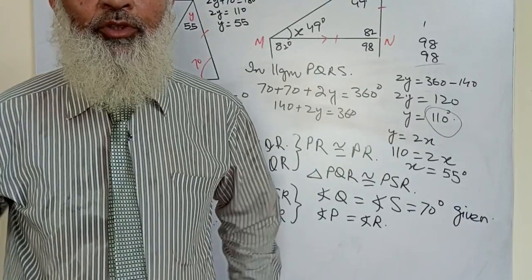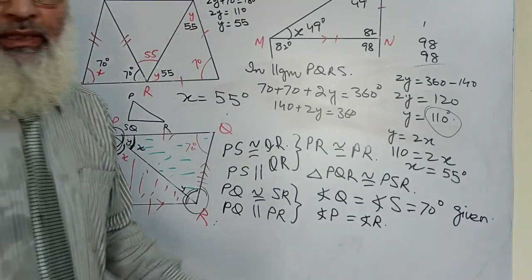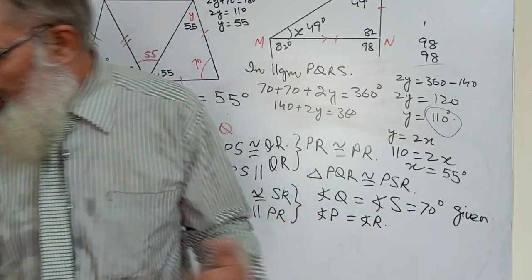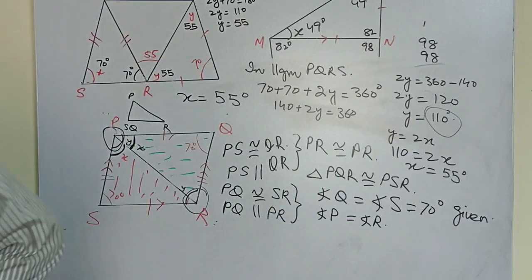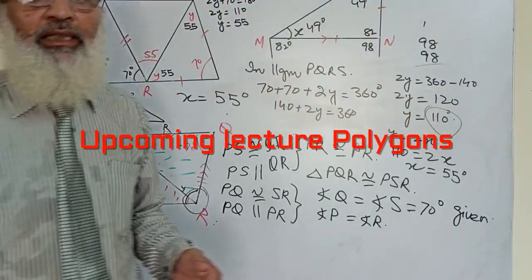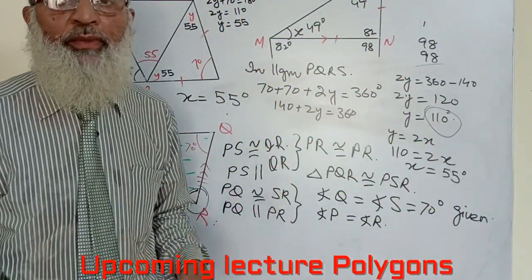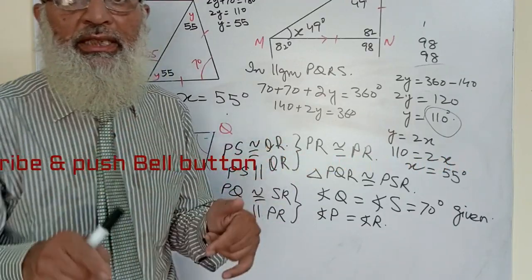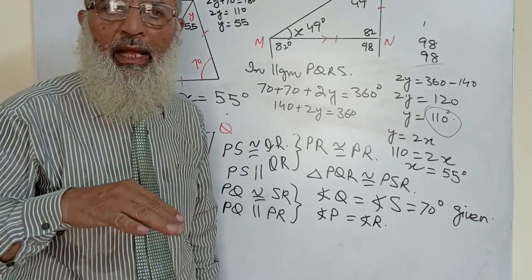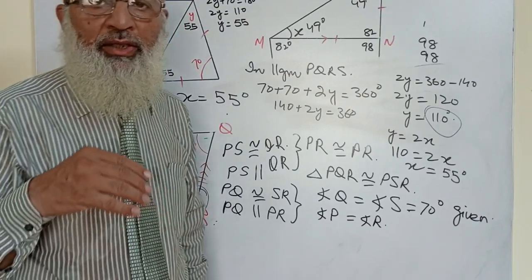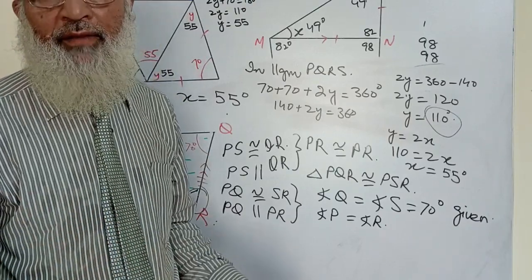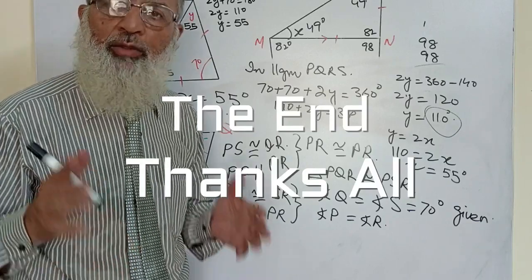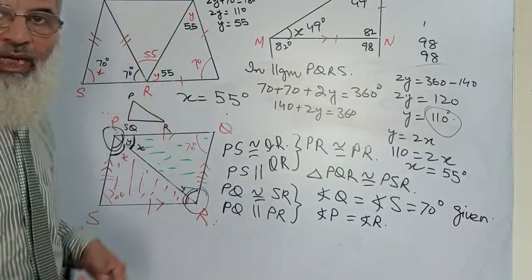So dear students, the exercise has been finished. We will be meeting in our next lecture, and the topic will be polygons. We have studied three-sided shapes and four-sided shapes, and shapes with five and above sides are called polygons. So we'll be studying them in our next lecture.